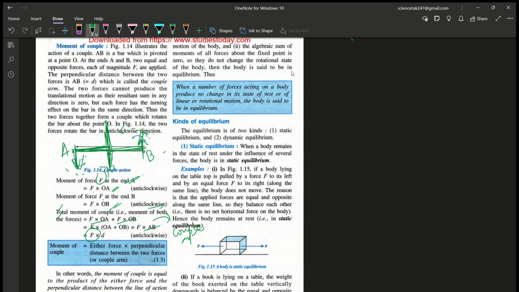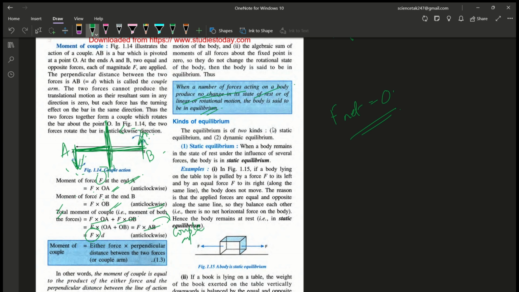Then the body is said to be in equilibrium. When a number of forces acting on a body produce no change in its state of rest or of motion, or of rotational motion, linear and rotational motion both, the body is said to be in equilibrium, right? So now what we're saying is net force is supposed to be zero, right? Kinds of equilibrium: static and dynamic.